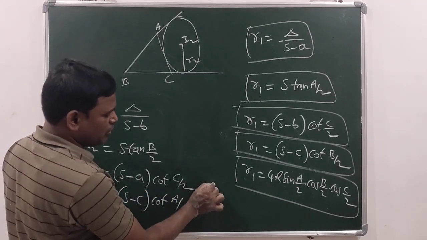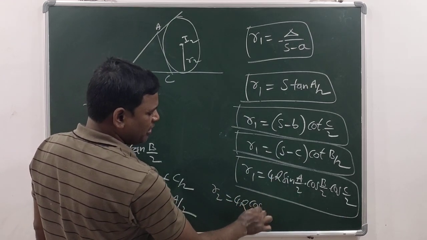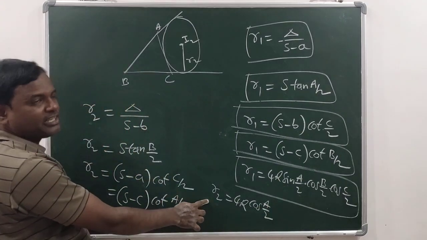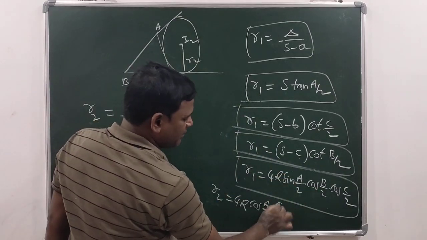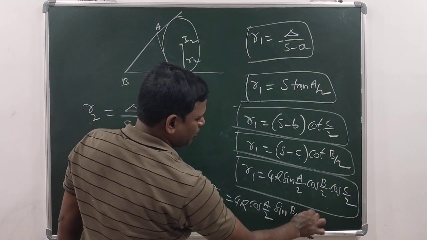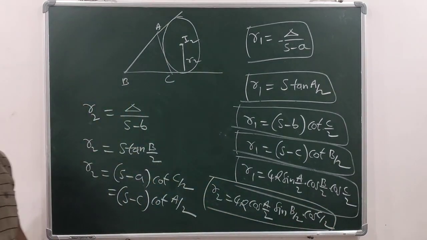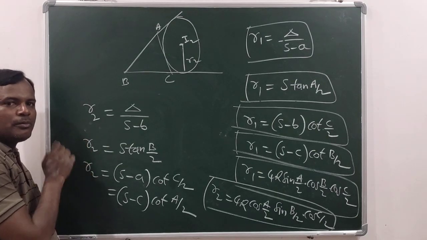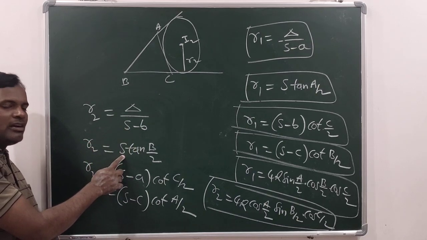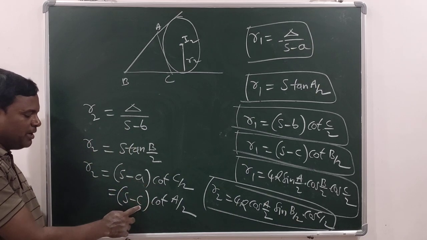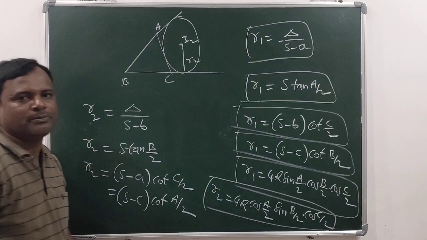Now instead of this, what do you get for R2? R2 is equal to 4R sin A by 2, cos A by 2 you will get. R2 means radius of excircle opposite to vertex B, no? So here B will get sin of B by 2, here cos C by 2. So these are the formulas for R2. Okay, delta by S minus B, S tan B by 2, S minus A cot C by 2, S minus C cot A by 2, and R2 is equal to 4R cos A by 2, sin B by 2, cos C by 2.